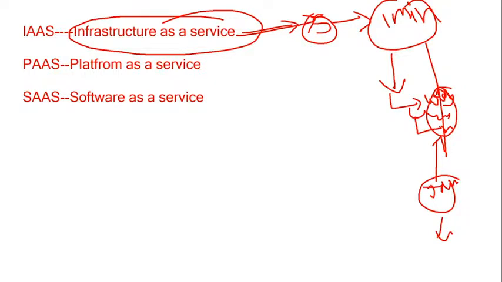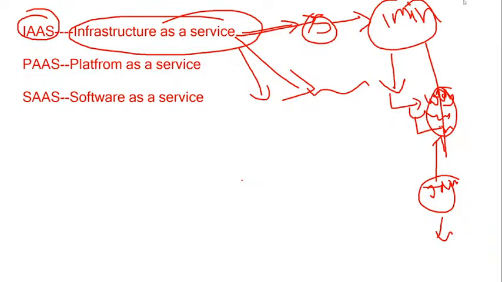Clear? For example, after 1 year your business is not good. Then go and destroy it at this moment. Whatever we have consumed, just pay for that. That is what infrastructure as a service is.